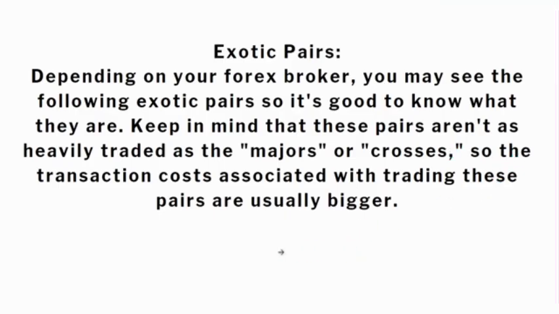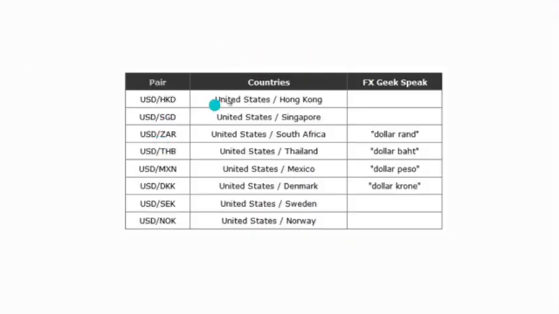Exotic pairs. Depending on your forex broker, you may see the following exotic pairs. So these are currencies that are outside the ones I've mentioned. Keep in mind that these pairs aren't as heavily traded as the majors or the crosses, just like I told you. So the transaction costs associated with trading these pairs are usually bigger. I will talk to you about transaction costs. You can either pay through a spread, which I will explain for you in this same course, or you can pay through commission. So these are the exotic pairs. You can see them right here.